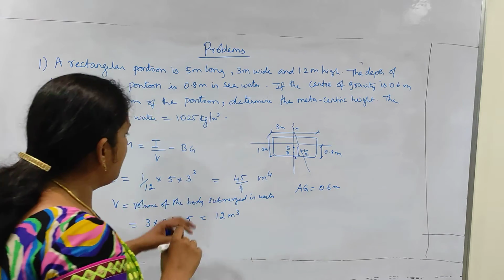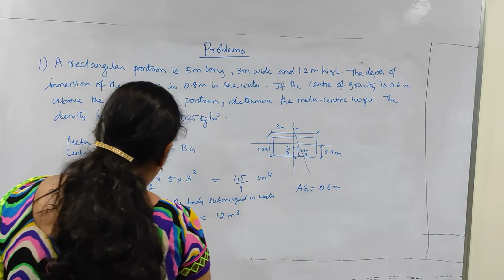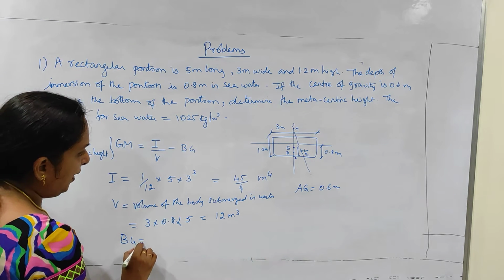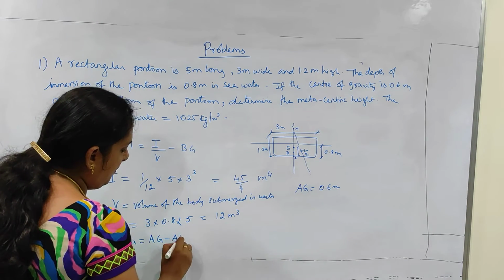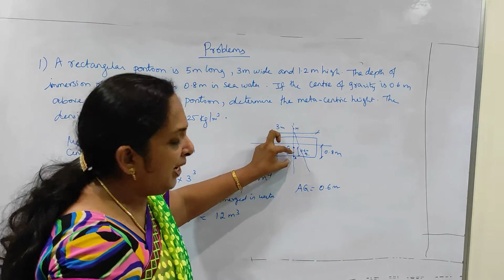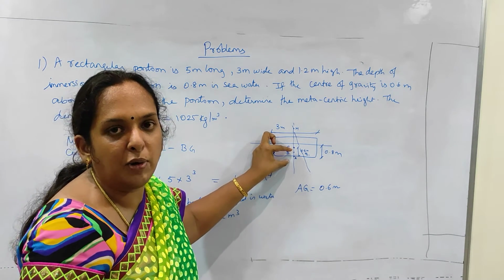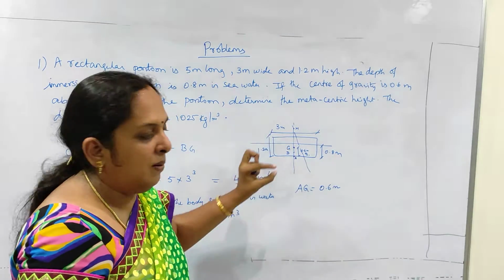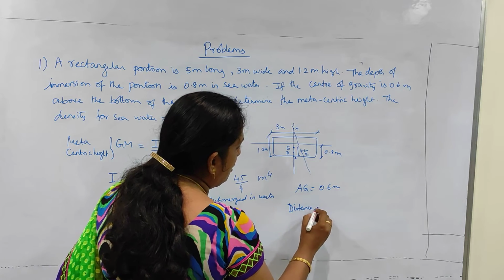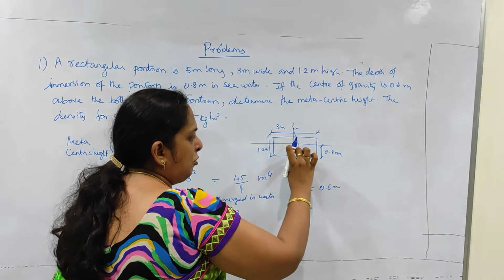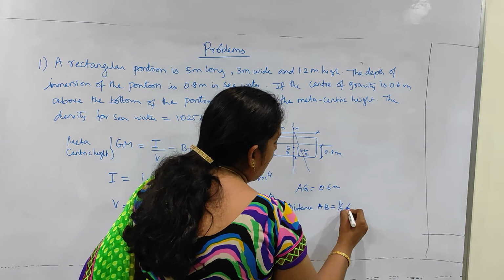Okay, but what I want is BG. So BG will be equal to AG minus this distance AB. What is this AB actually? It is the center of buoyancy we have to find out. This distance AB will be the center of buoyancy, or we can say half the depth of immersion, because the total depth is this much, so half the depth will be this. So distance AB will be half the depth of immersion.